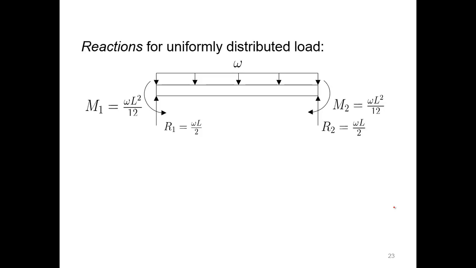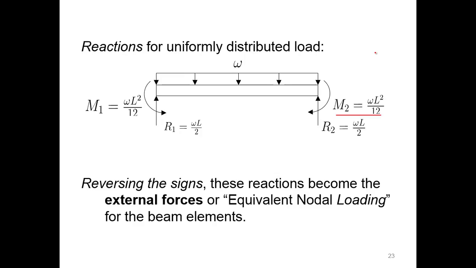Substituting those in here, we can see the reactions for a uniformly distributed load are these. It looks like this one should technically be negative, because if we do the right-hand rule, this would be a negatively directed force. But these are reaction forces. If we reverse the signs of the reaction forces, we come up with the external forces, or the equivalent nodal loadings, the actual loadings on those nodes for the beam elements. That's what we can use to solve this.